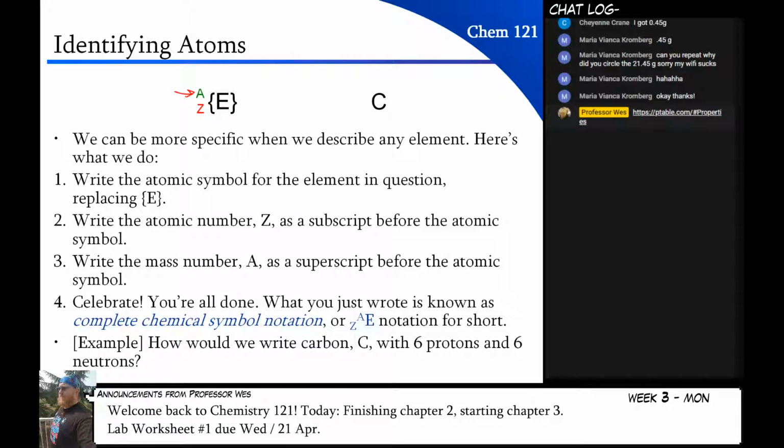Let's do an example. We're going to work with carbon again, and we're going to use the same atom that we had in the previous diagrams. So I know that my carbon atom has 6 protons and 6 neutrons, so I need to assign it its atomic number, Z. Z is the number of protons, so that's just this. So I would do this. There we go, Z.